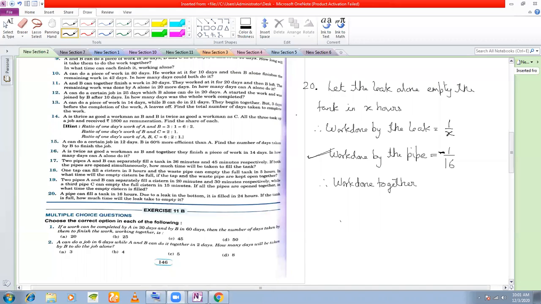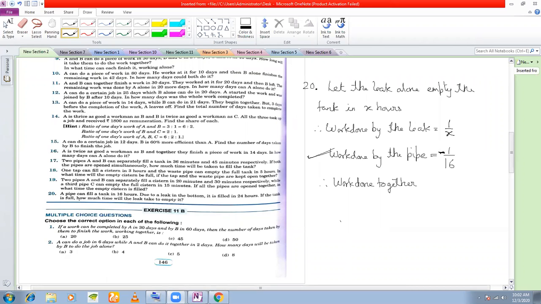No, that is okay. Leak is emptying. That is okay. But why minus in case of filling the pipe? Why minus? Because in the last problem, if you remember, I had taken filling the pipe as positive work done. But this time I'm just taking the opposite. That is, I'm taking the work done by the filling pipe as negative.